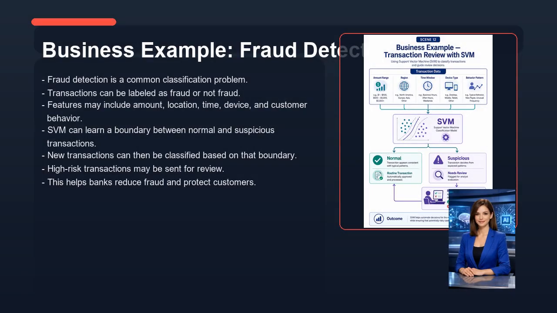Fraud detection. Fraud detection is a common classification problem. Transactions can be labeled as fraud or not fraud. Features may include amount, location, time, device, and customer behavior. SVM can learn a boundary between normal and suspicious transactions. New transactions can then be classified based on that boundary. High-risk transactions may be sent for review. This helps banks reduce fraud and protect customers.